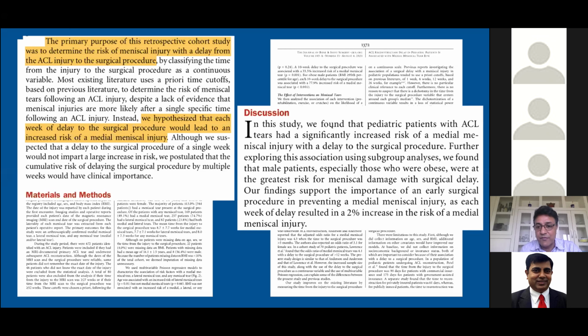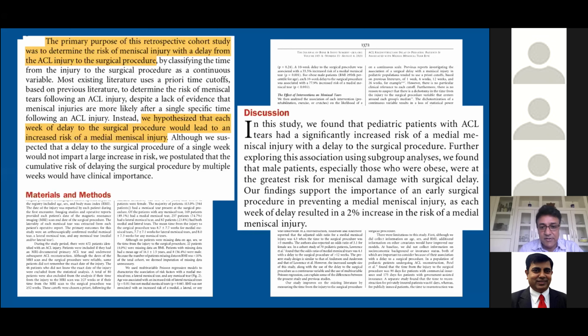In this study, we found that pediatric patients with an ACL tear had a significantly increased risk of medial meniscal injury with a delay to the surgical procedure. Here it says that each week of delay results in a 2% increase of the risk in the medial meniscus. This is the interpretation of the result that you write in your discussion, not all the details of the result.